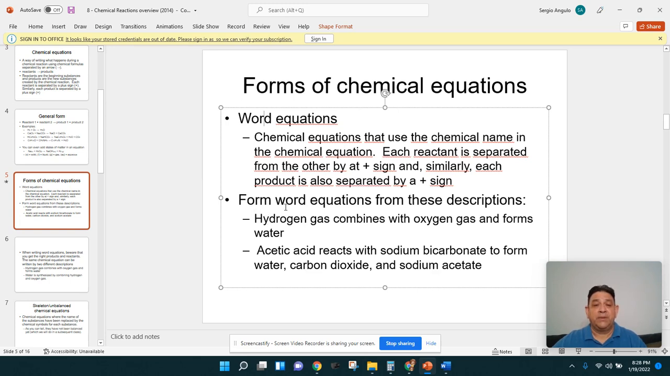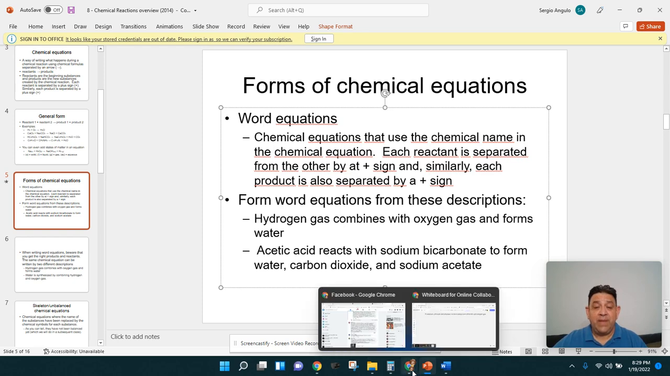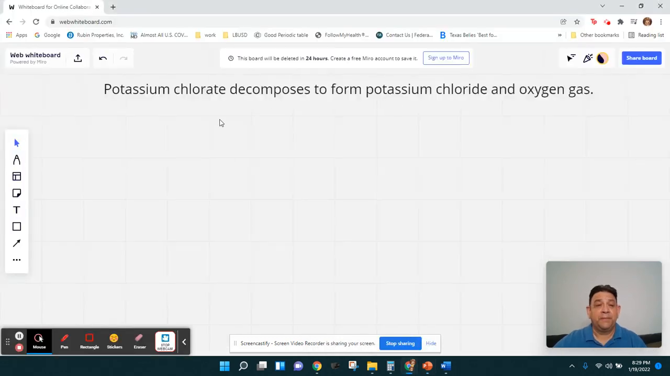So here are some examples of descriptions of a chemical reaction that can then be turned into a chemical equation and made into a word equation. Right? So what I'm going to do is a sample right here. Okay, I have written it out here. I'm not going to use those other samples. I'll give you the answers to those later on, or maybe we can do those next. But let's turn this into a word equation.